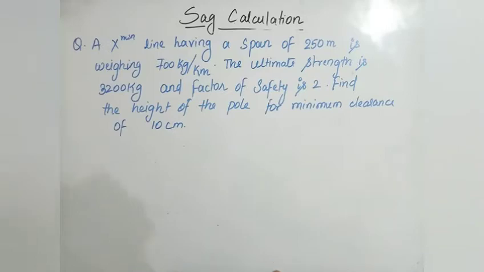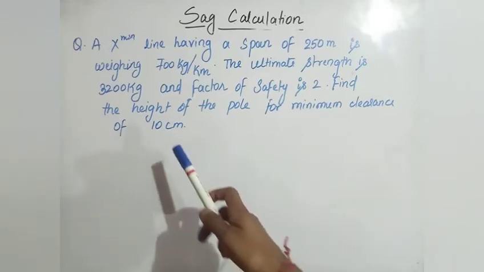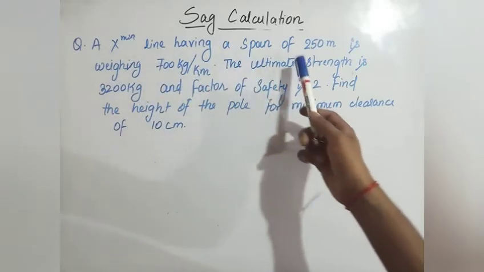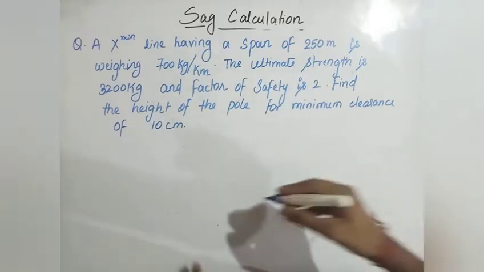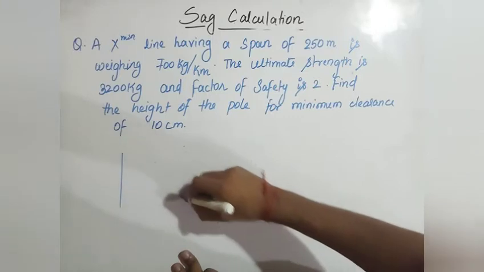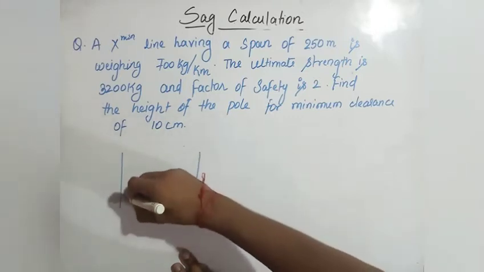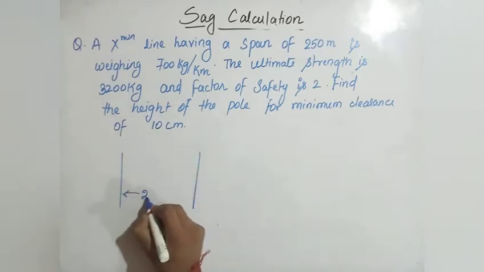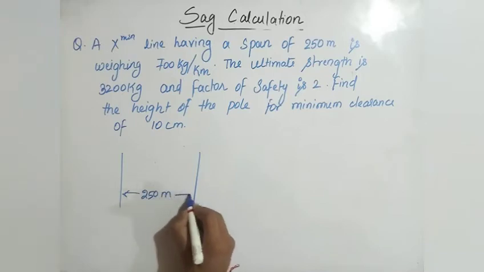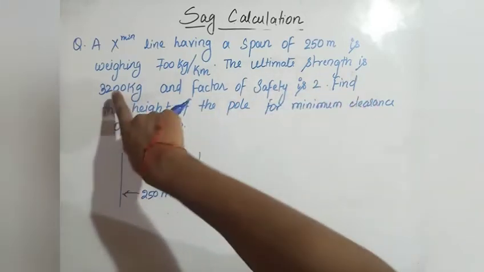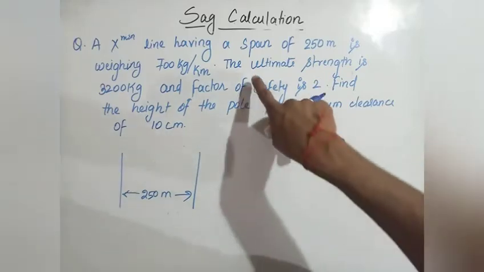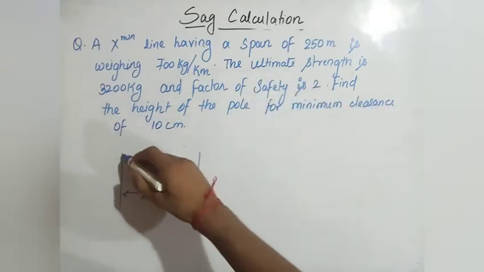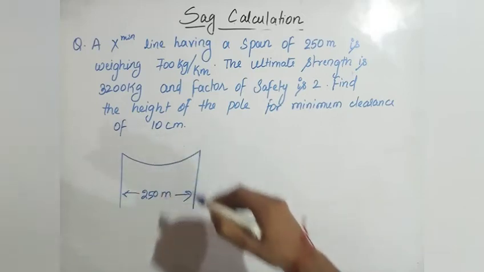A transmission line having a span of 250 meter. So the span of the transmission line is 250 meter, weighing 700 kg per kilometer. The ultimate strength is 3200 kg.